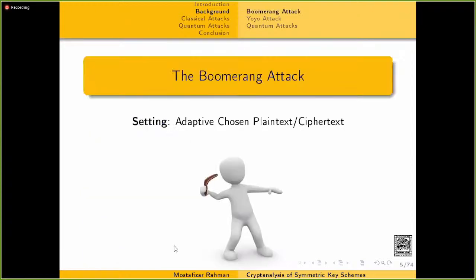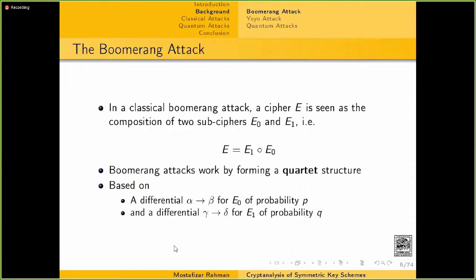So the boomerang attack is basically done in the adaptive chosen plaintext and ciphertext scenario. As you can see by the name boomerang, it is quite obvious that we are sending something and something is coming back to us. The attack is quite similar to that. In the differential attack, a cipher is considered and there is a differential for the cipher.